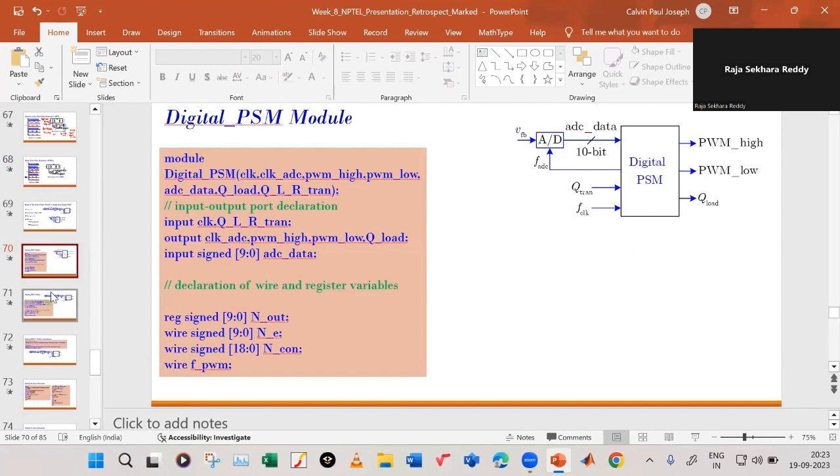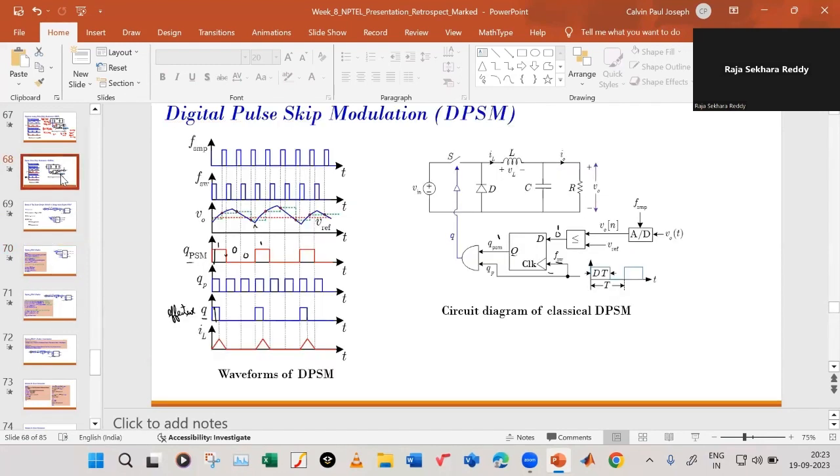Similarly for fixed frequency, we need to make sure that the width of the QPSM is greater than QP. That is being automatically maintained. QPSM is holding its value for time period T, because of the D flip flop we are having.